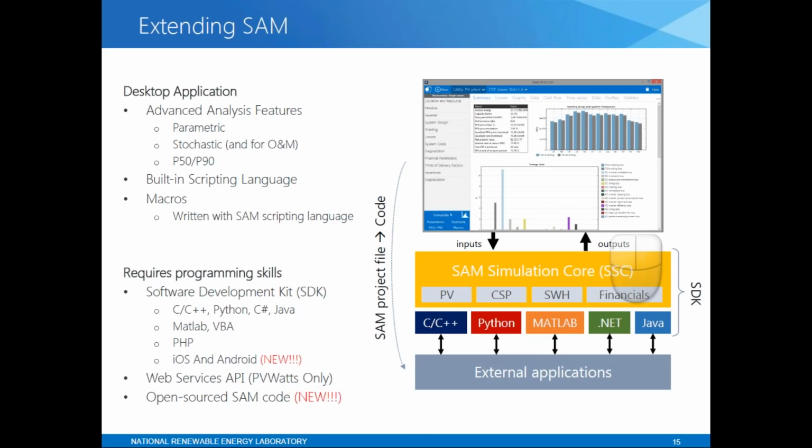For the software developers among you, we have a software development kit with a bunch of wrappers in different languages. PV Watts has an API that you can access. And then just this last fall, we have open sourced the SAM code. So you can get all of the SAM code on GitHub, which is a big change for us after many, many years of not doing that. We worked hard last year to get the code in a mode where it would be ready for other people besides our team to look at.